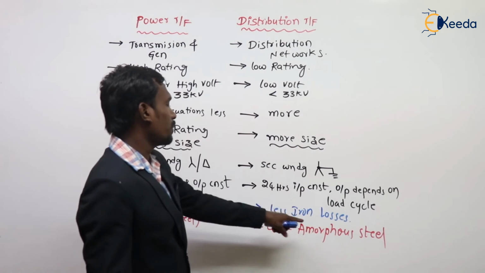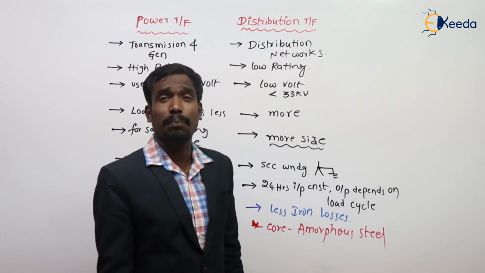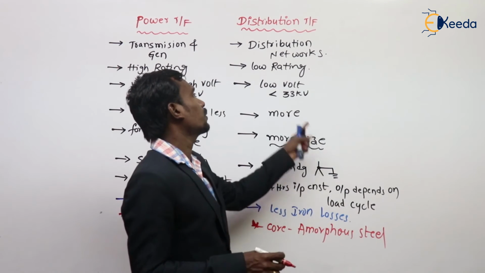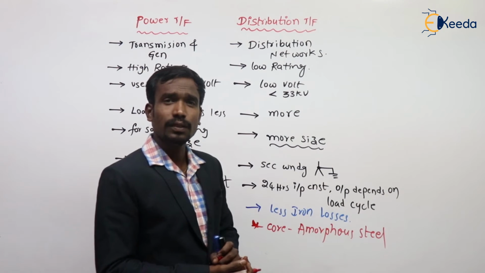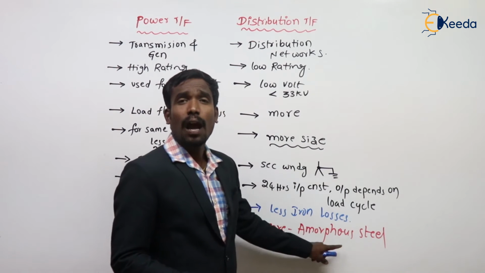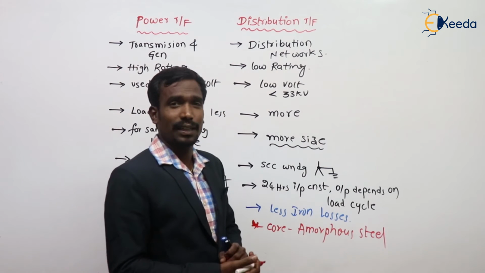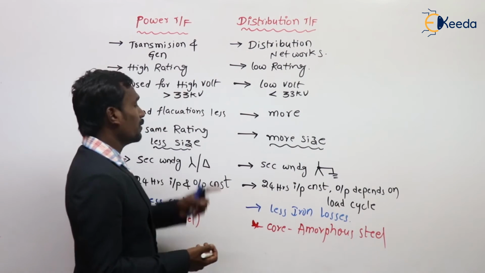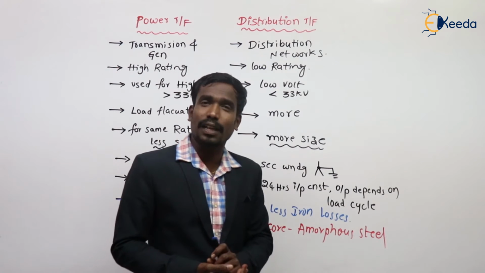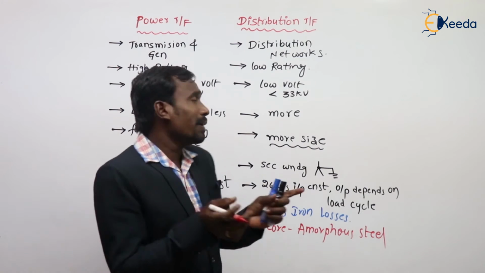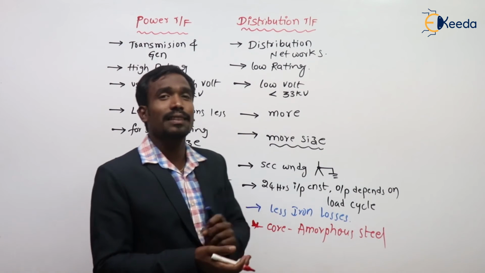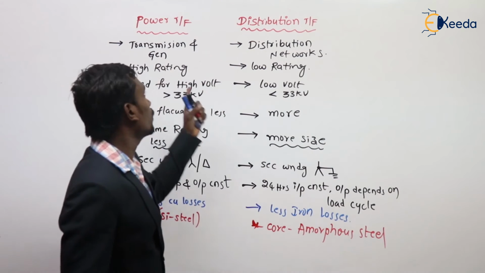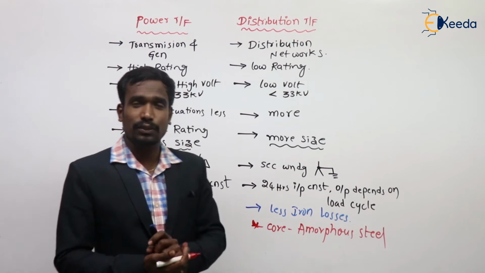Sir, if the power transformer core is made up of amorphous steel, then what is the problem, sir? Generally amorphous steel withstands up to 33 kV only. Its brittleness is very high. If you use amorphous steel for a power transformer, then it gets breakdown, because here the voltages are greater than 33 kV. That's why don't use amorphous steel for power transformers.